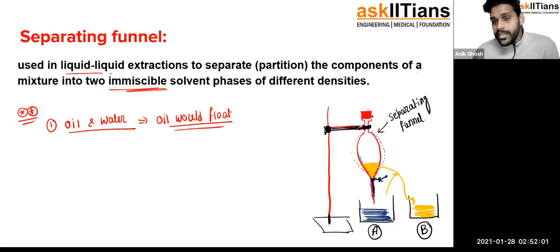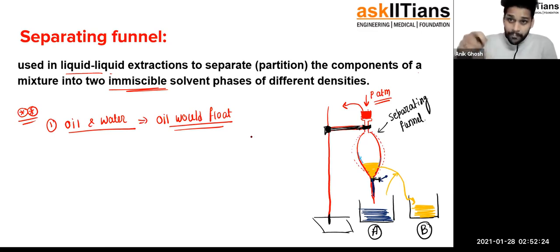When you are doing this experiment, you need to put this cap aside, because without the pressure of the atmosphere, the liquid would not go to the beaker. If you just open your stopcock, that would not go to the beaker. So you need to open the lid to let the air in, so that the pressure would be there. Only then this experiment would be fruitful. Okay, clear? So that was the process through which you can separate them out.